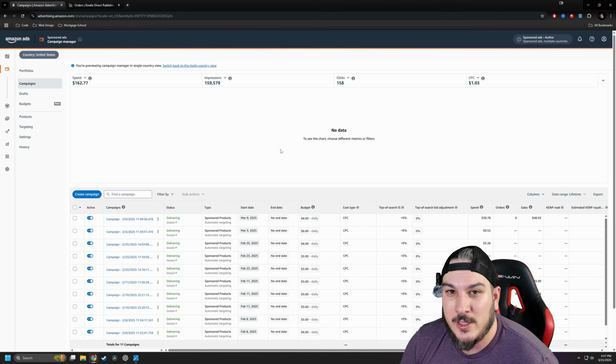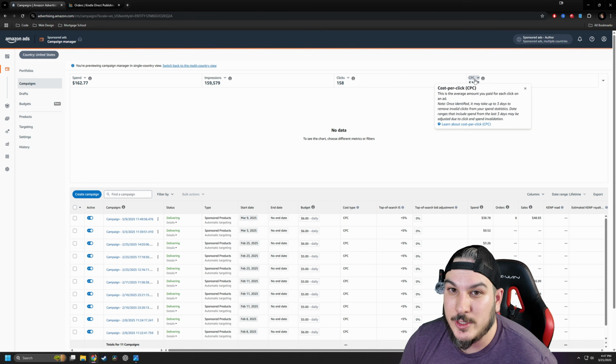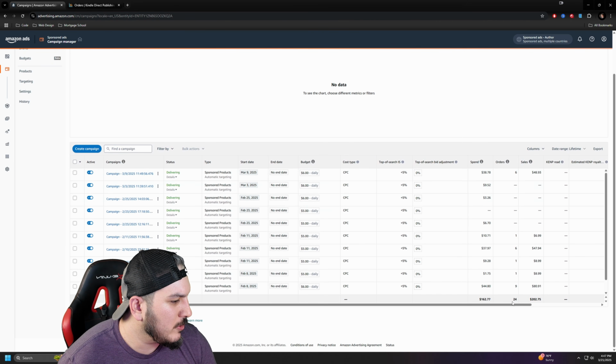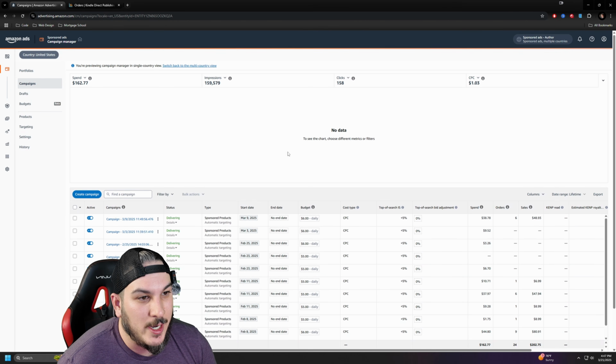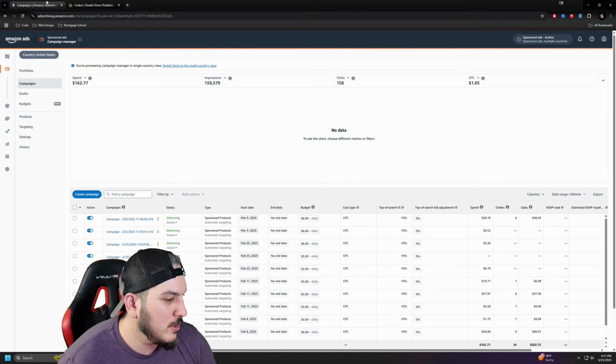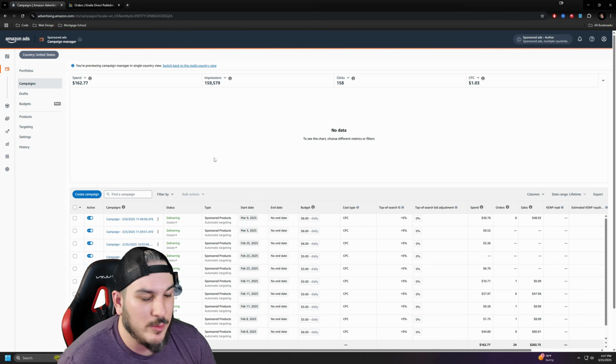And if you guys are wondering, they do charge per click of the sponsor. So if someone clicks your sponsored ad, they will charge you, and this is my average of what they charge. And it shows my total. I've sold 24 books through all these ads. And if we go back, I've sold 39 books. So 24 of those right here was through the ad system.